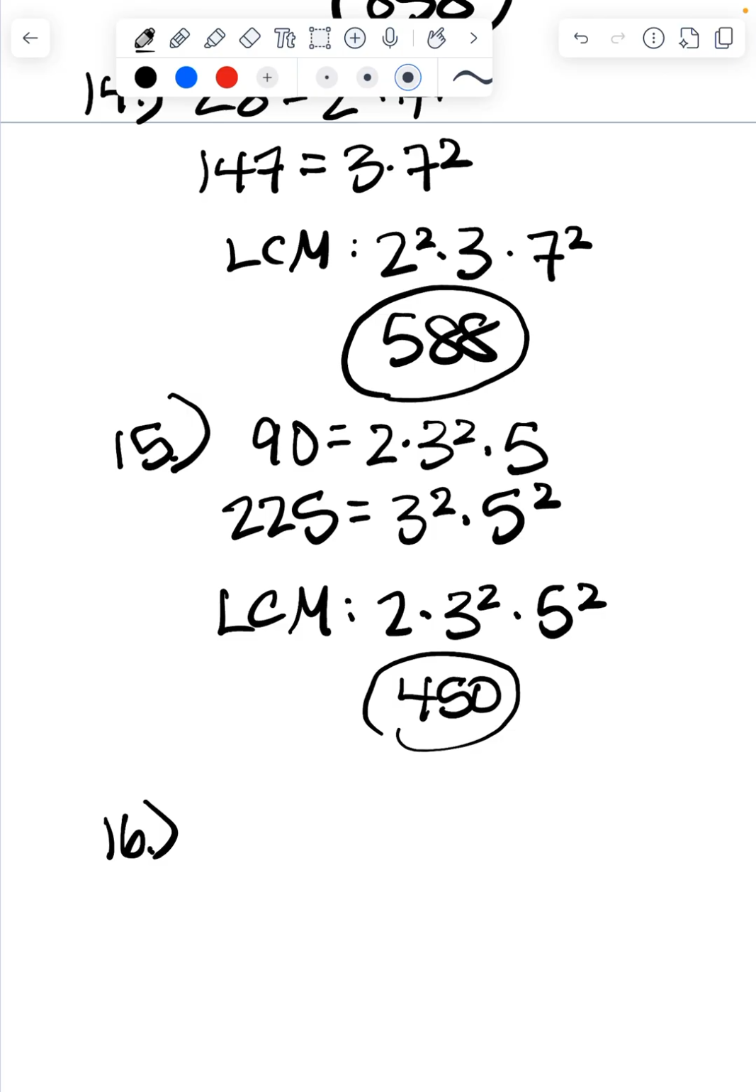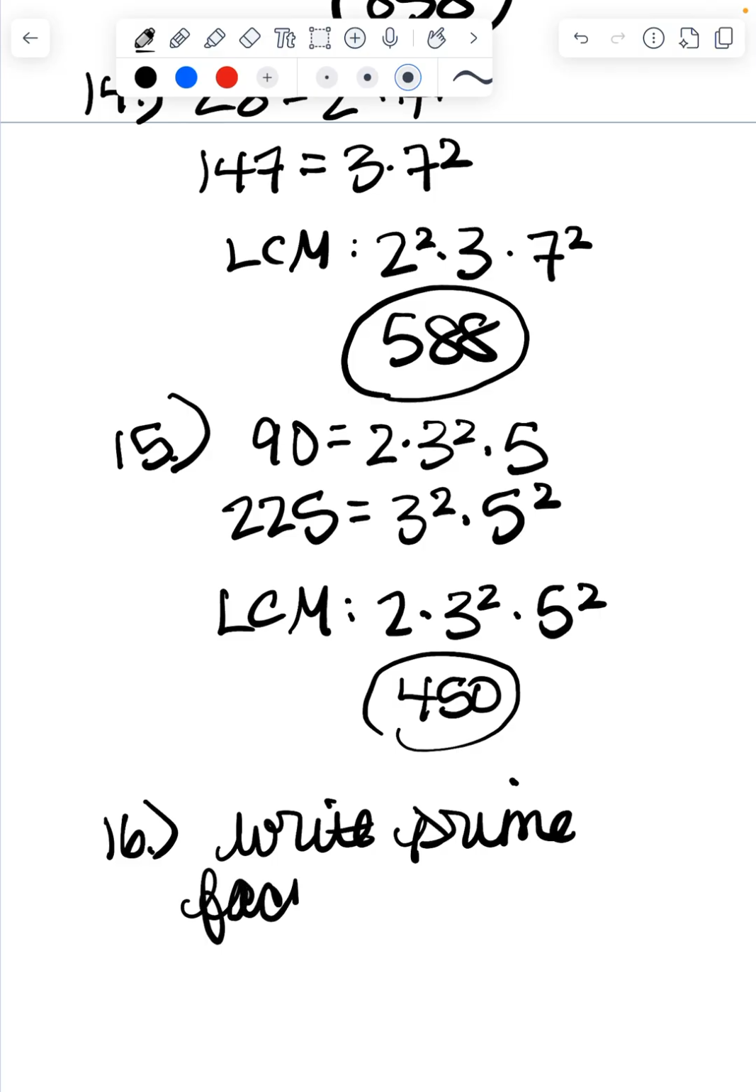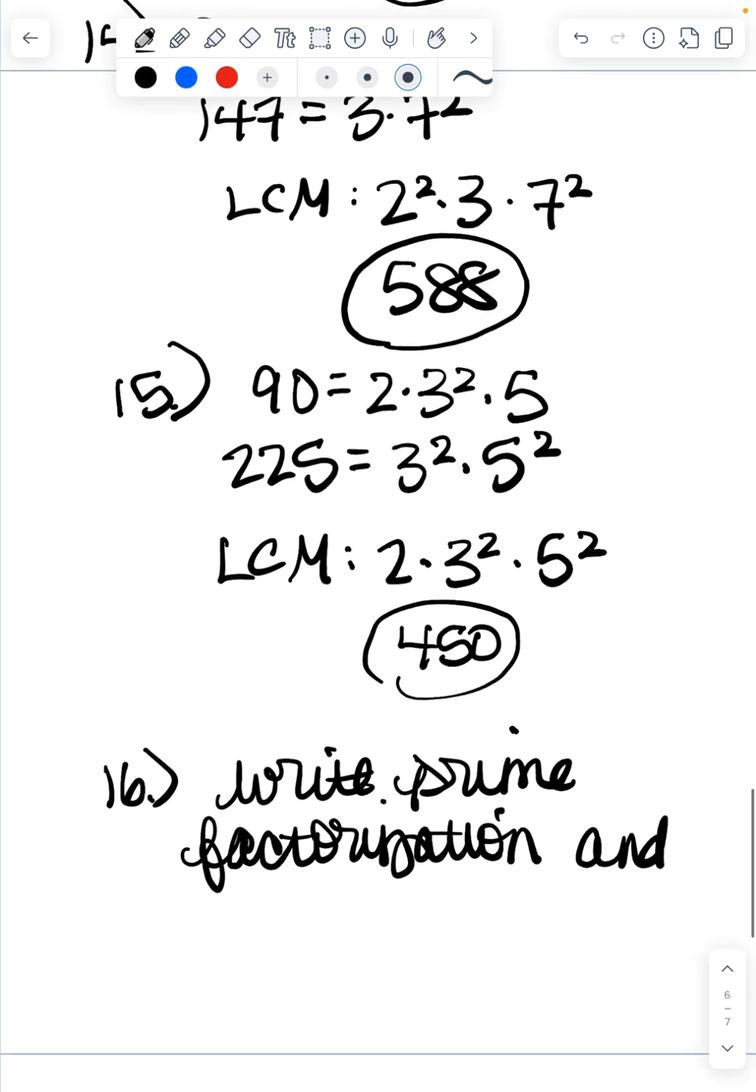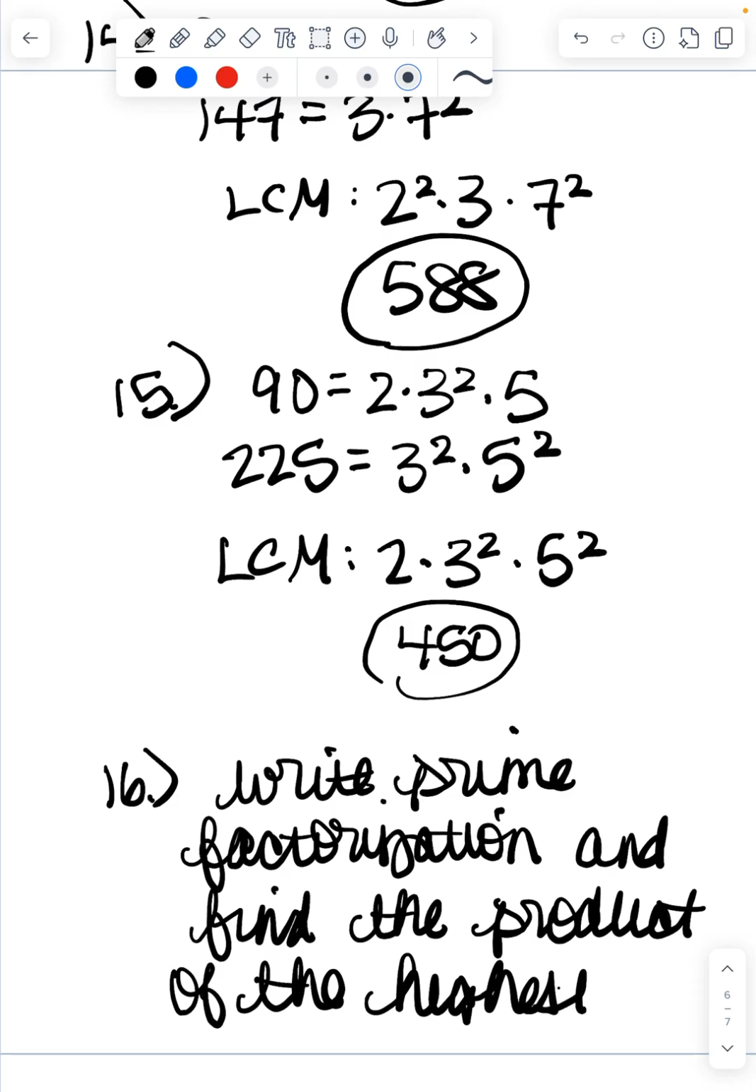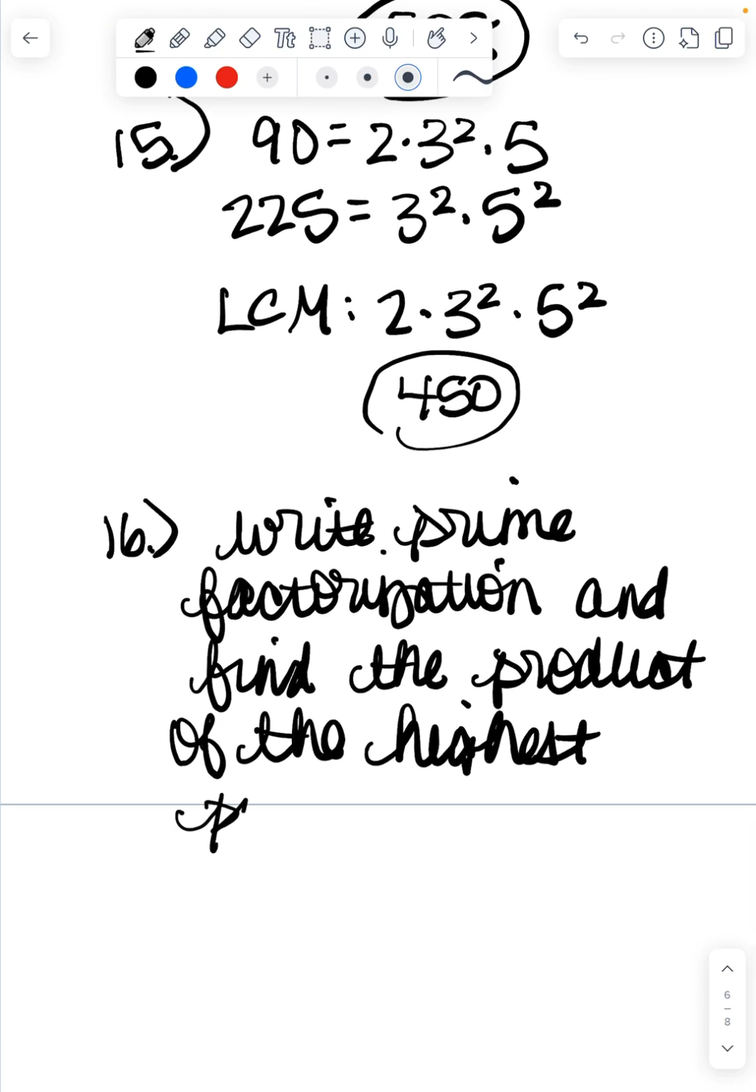Number 16, explain the process of finding the least common multiple. So the first thing you're going to do is write the prime factorization. So we write the prime factorization, and then find the product of the highest power of each factor.